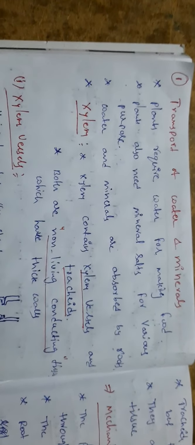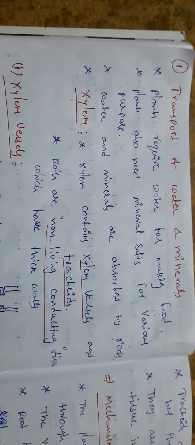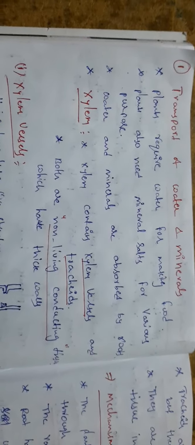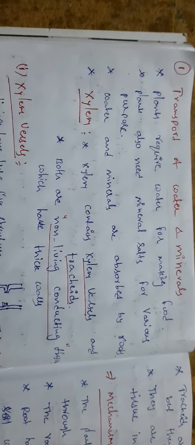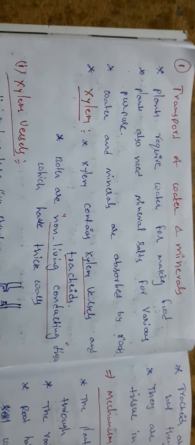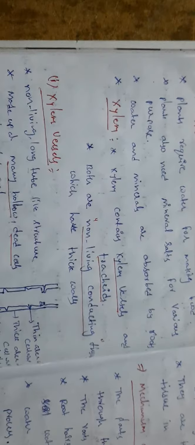Plants require water for making food. Yes or no? The plants require water continuously. Without water, the plant cannot make its own food, right? So that's why water is required for making food. Plants need minerals also. Yes, both are needed. The water and minerals are absorbed by the roots only, and we know they are transported through xylem.